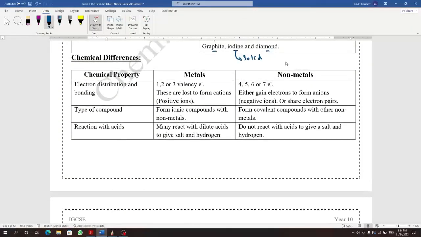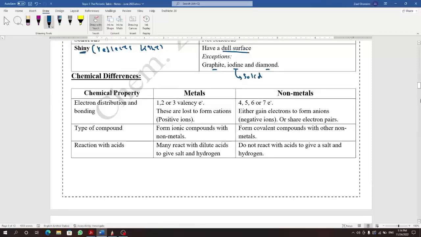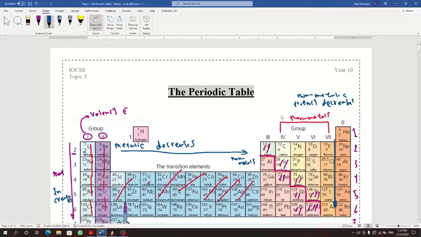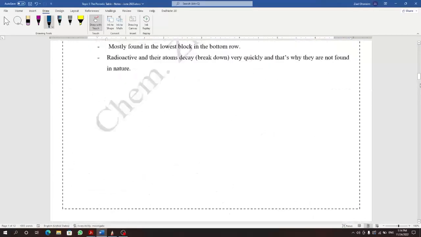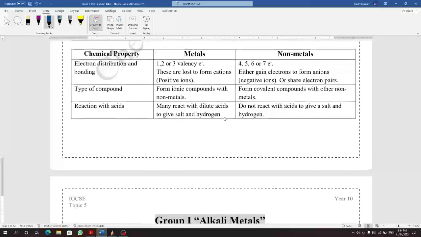The chemical properties are actually determined, if we go back to the periodic table, through the group number. Why are they determined through the group number? Because the group number indicates the valency electrons, and the valency electrons determine the behavior of the element in a chemical reaction, whether it will lose electrons or gain electrons or share electrons, which determines whether it's a metal or a non-metal. So back to the chemical differences.